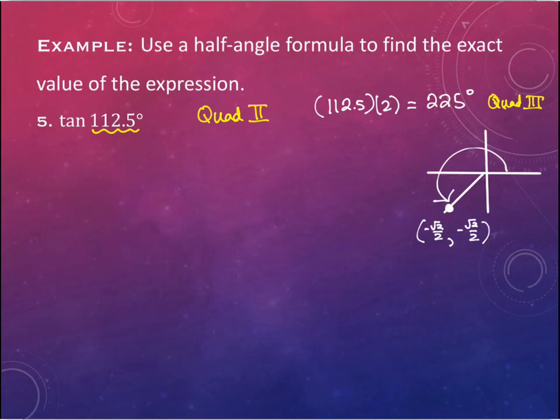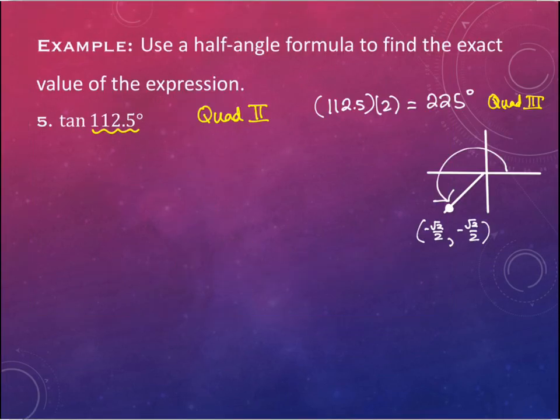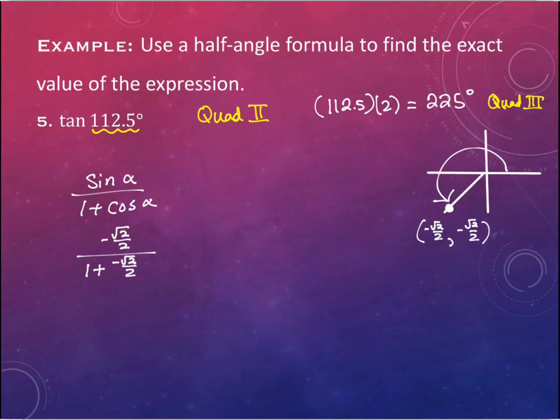Somebody pick 2 or 3. I promise 2 and 3 will both work. 2. Sine alpha over 1 plus cosine alpha. Okay. So we have our sine value. What is our sine value here? Negative square root 2 over 2. And then we have 1 plus, and what's our cosine value? Negative square root 2 over 2.